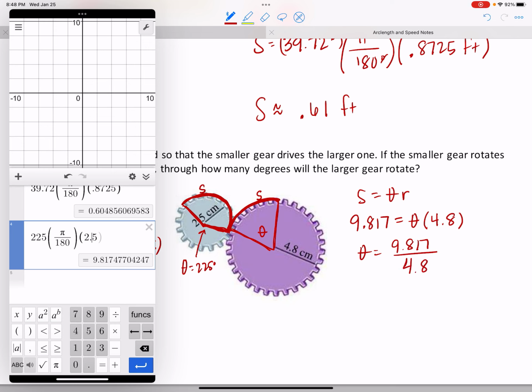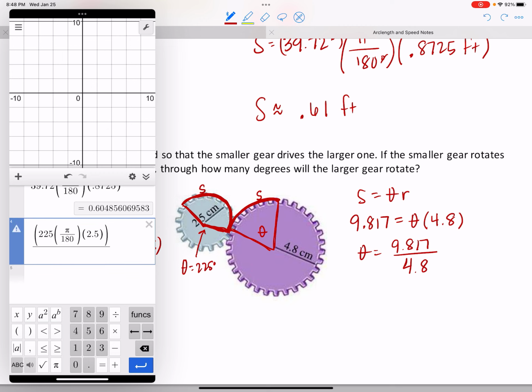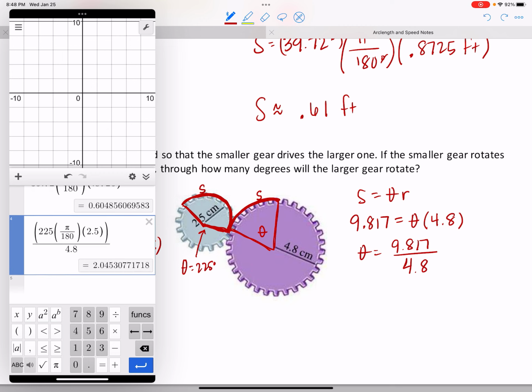Now, I rounded here, and then I'm going to have to round again. So to avoid double rounding, notice I already have that exact answer stored in my calculator. So what I'm going to do is take that exact form, not my rounded one, take that whole amount and divide it by 4.8 so that I don't have to round twice. So now I can see my angle is going to be about 2.045-ish, whatever. But this is radians.